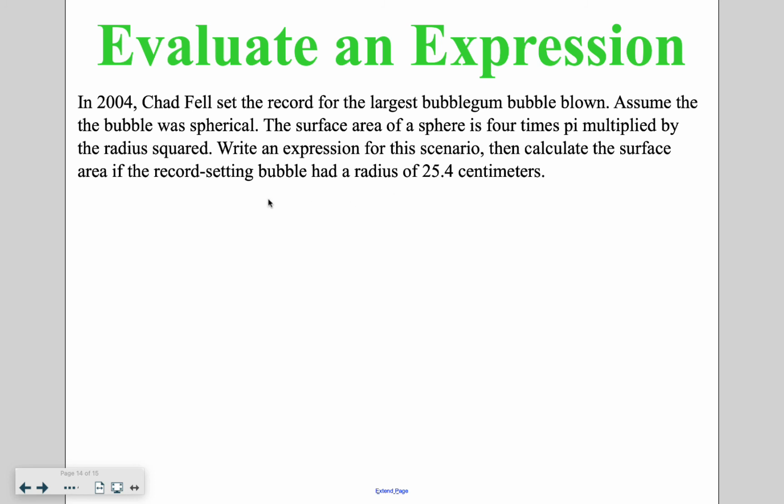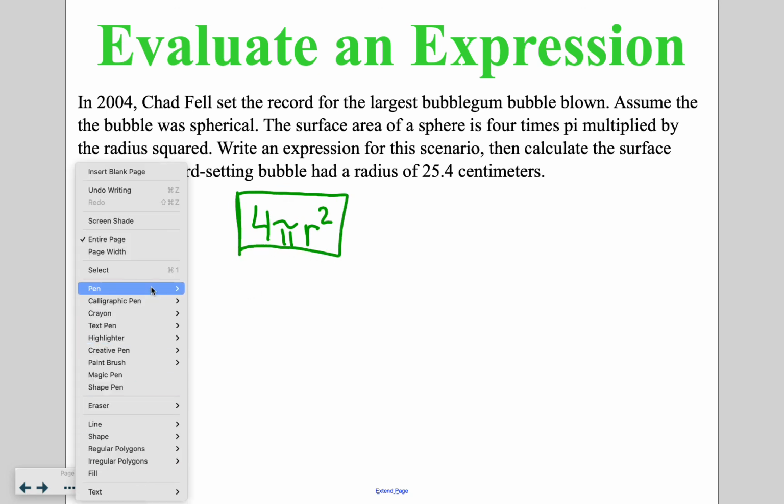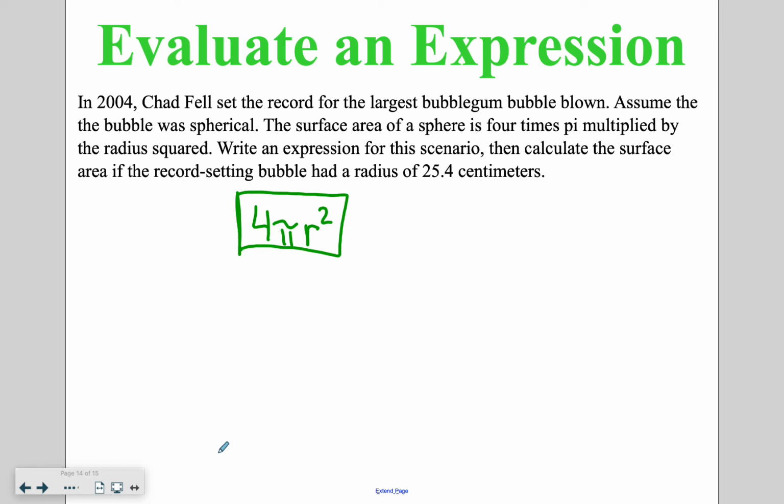So it tells us that we want 4 times pi, we can use that pi symbol at this point, multiplied by the radius. That's what we're going to use as our variable. I'm going to choose r. Squared means to the second power. So my first step is to write out that expression. Now it's asking me to solve or evaluate that expression.